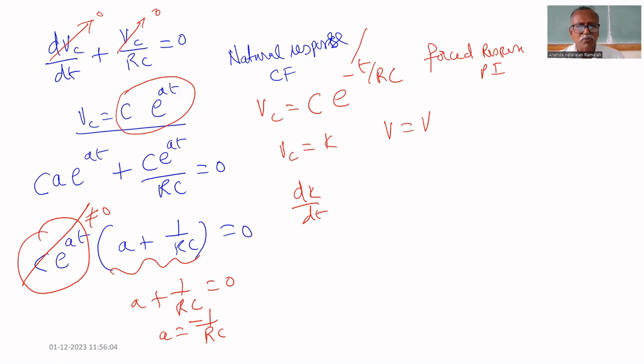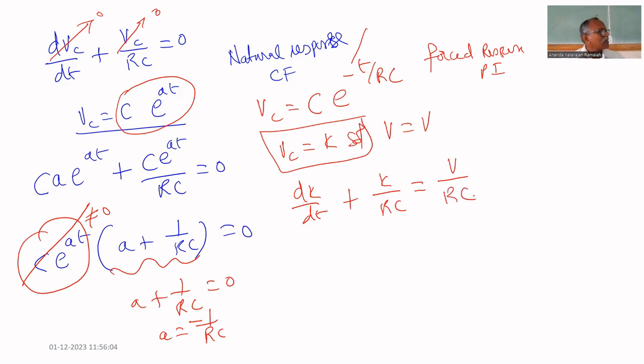Particular integral or forced response. dK/dt. I am assuming that Vc equal to K is the solution. So if we substitute that, dK/dt plus Vc equal to K by Rc equal to what? That is the input, V by Rc. Am I correct or not?